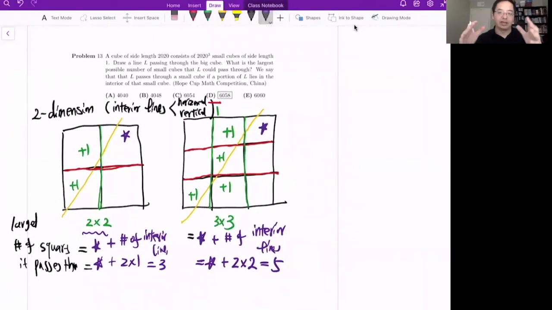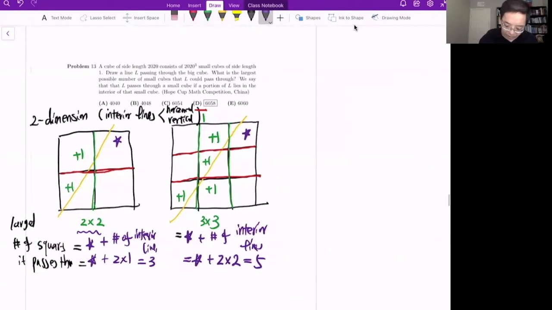It's kind of clear. In general, if you have an m times n square and you draw a line in order to get the largest number of squares, what you should do is, of course, try to pass through all those interior lines. That's the best you can do, right? It's kind of clear. So we derive that conclusion.